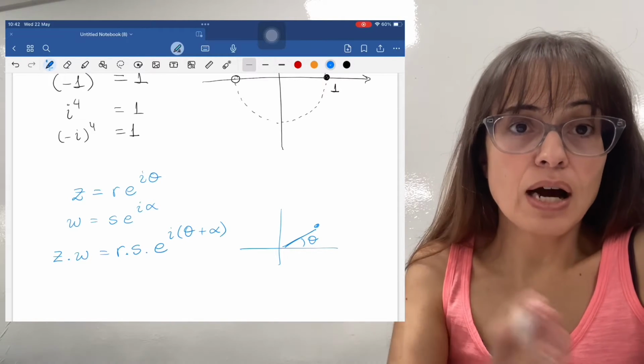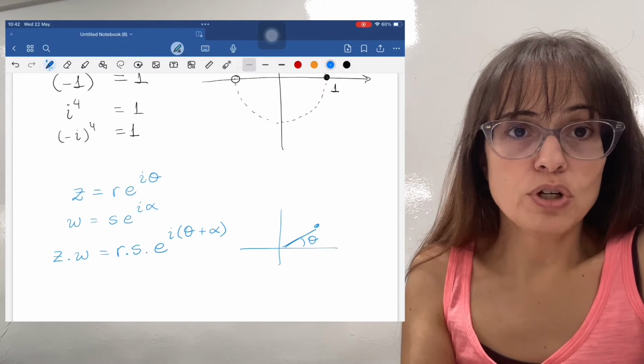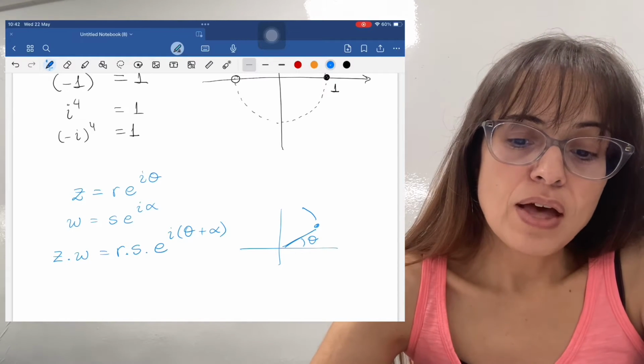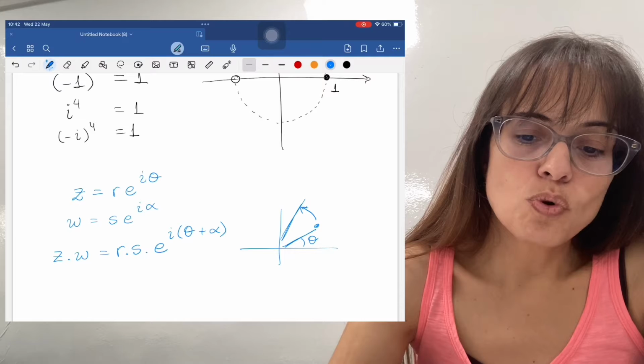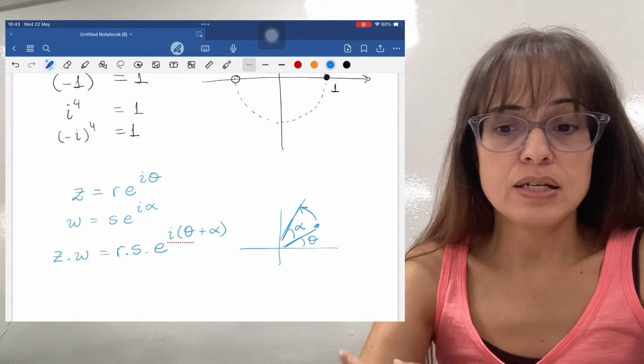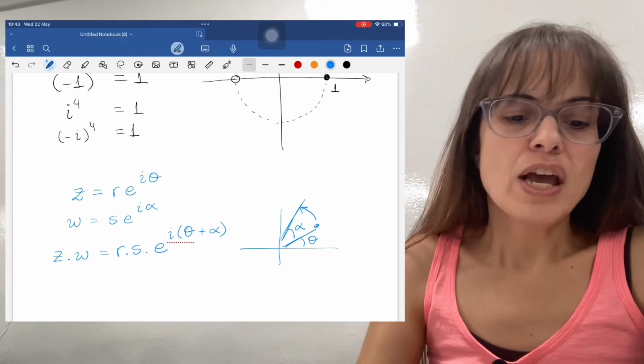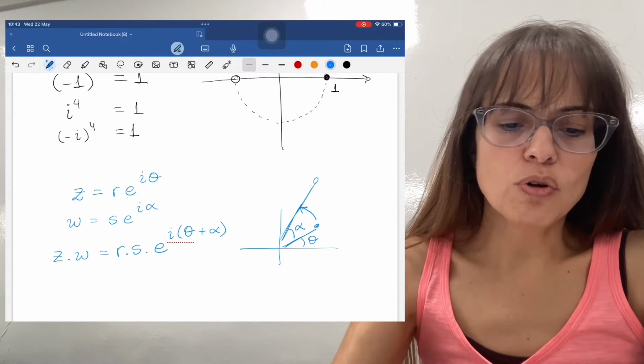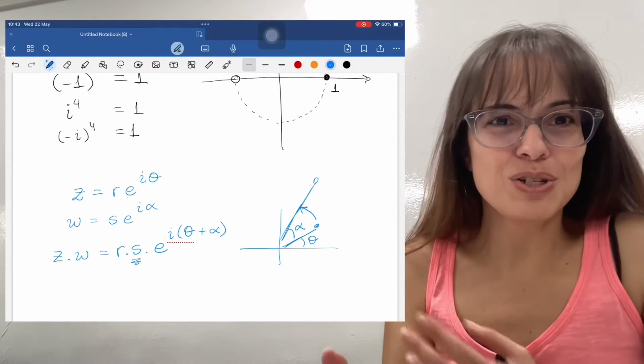And when you have a point in the complex plane, which is theta, and you're going to add another alpha to the argument of that complex number, that is a rotation. That is rotating by the angle alpha. So you have to be thinking of that in terms of rotation. And of course, the modulus can change as well if you're multiplying it by s, but that's not important.